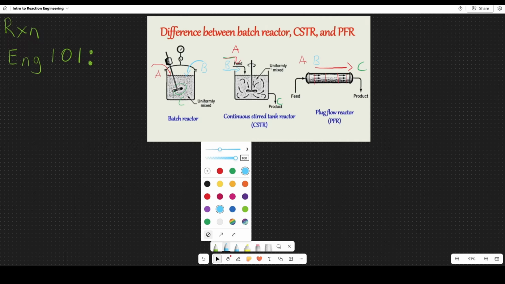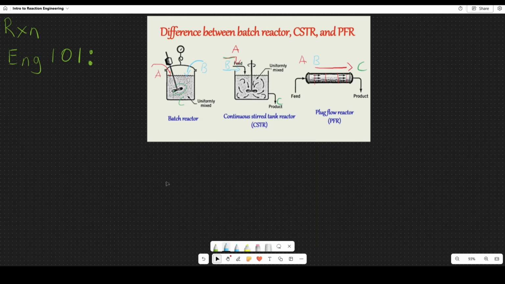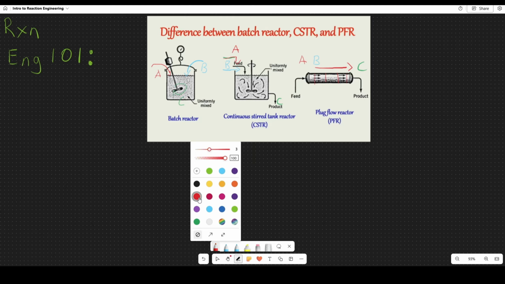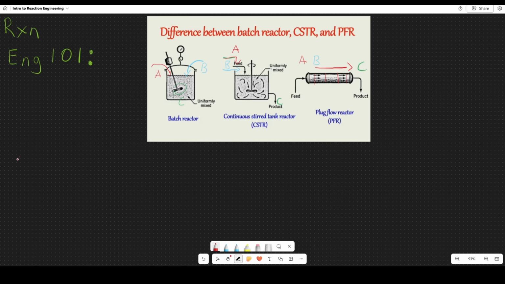So let's first start with the reaction rate itself. When we write a rate of reaction, it's typically denoted as, let me use red for this. So first thing, right? First thing to know, rate of reaction.